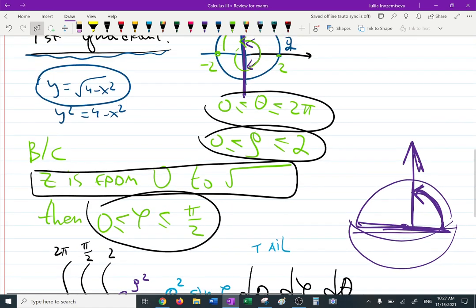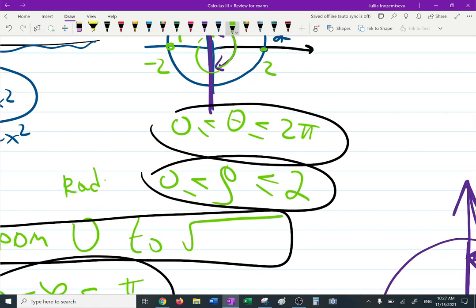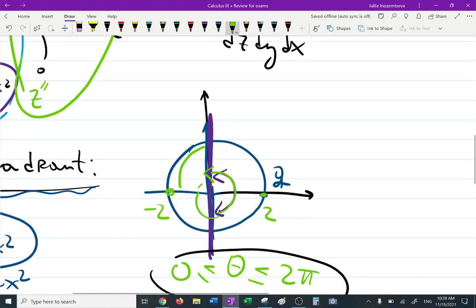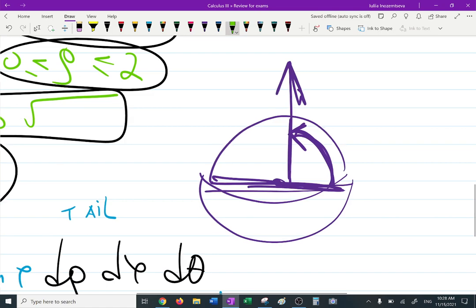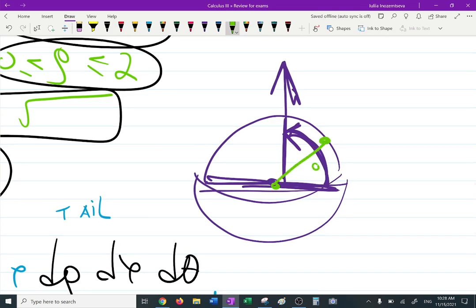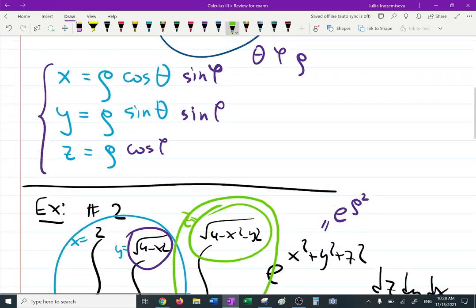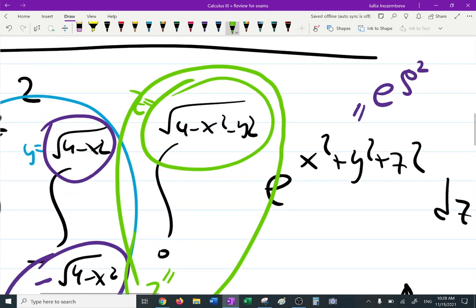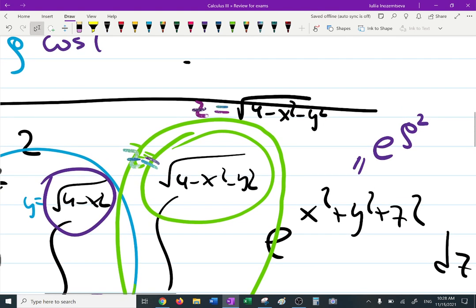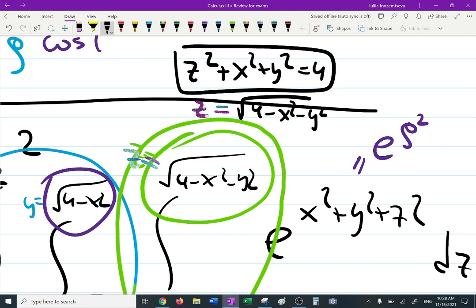Yeah, 0 to 2 is rho. Rho is the radius, how far I am away from the middle of the sphere. To find how big the sphere is, I looked over here. I wrote down z equals the square root of 4 minus x squared minus y squared. Square both sides: z squared plus x squared plus y squared equals 4. Oh, so the maximum radius is 2. Rho can be 2 as a maximum and 0 is a minimum. Okay, make sense? Yeah, that's a good question.